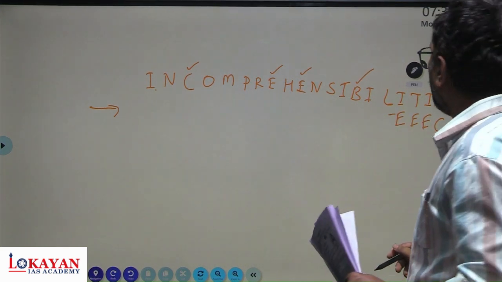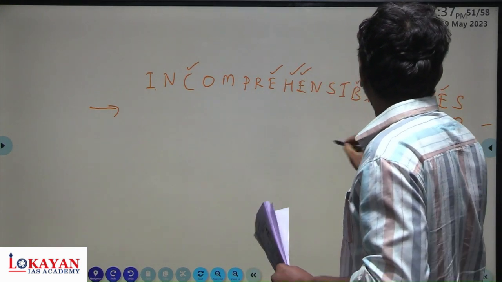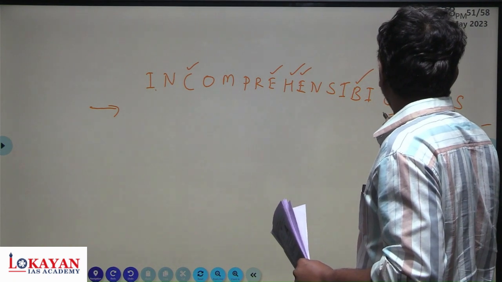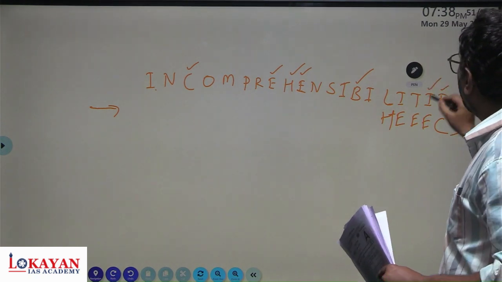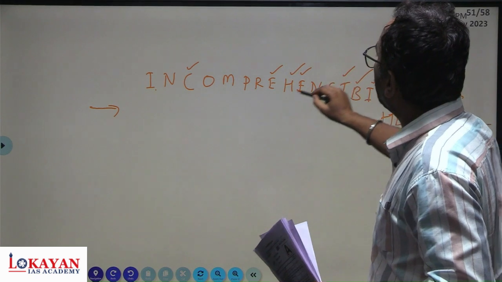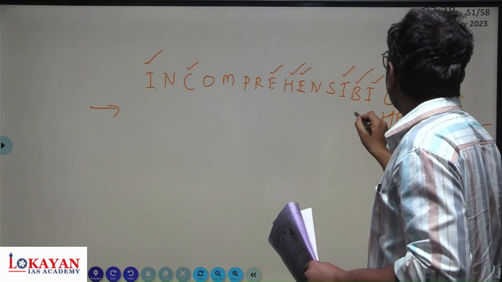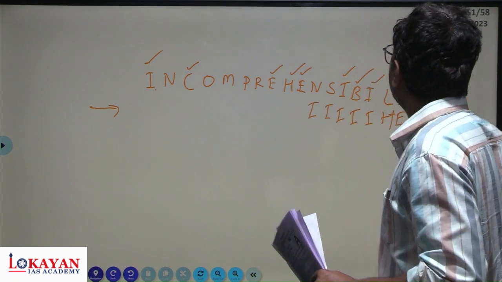Is there any F? No. G, H. Yes, there is one H. So one H will be written here. I think there are multiple I's. 1, 2, 3, 4, and 5. So 5 I's are there. Right?